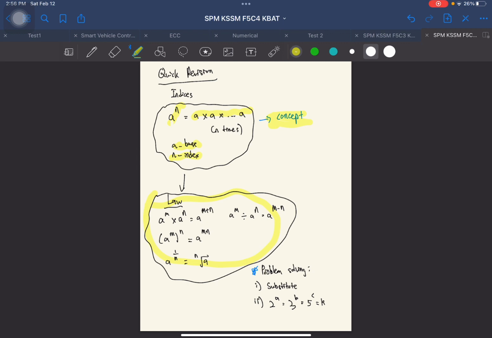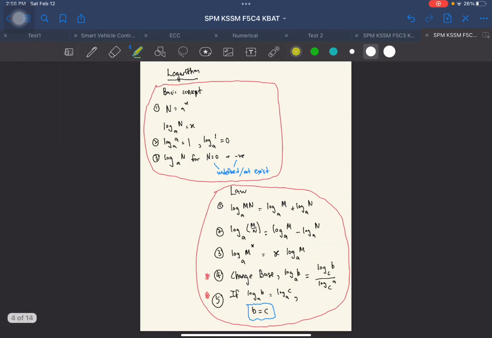Okay, so one important concept about this problem solving is that you need to be familiarized with the substitution method. And if you are given 2 power a equals 3 power b, some kinds of equations in this form, it is good to assign it to k in order to solve it.